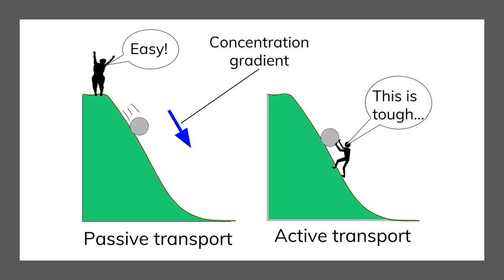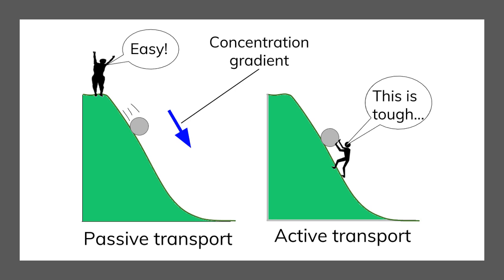So let's summarize. We have two main types of transport for moving substances across the plasma membrane. We have passive transport. This moves solute particles from an area of high concentration to an area of low concentration. They are transported down or along their concentration gradient, so there is no energy required. This includes simple diffusion, facilitated diffusion, and osmosis. Remember that facilitated diffusion requires the use of protein channels or protein carriers.